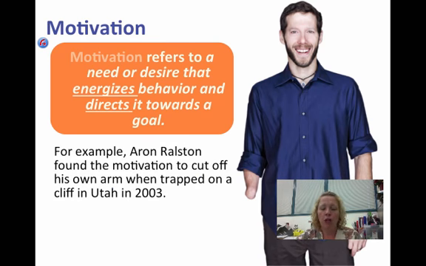So for example, we're going to talk about this more in class, but Aron Ralston found the motivation to cut off his own arm when he was trapped in a canyon in Utah in 2003. So again, he was trapped, he was stuck. This motivation he found energized him, directed him to cut off his own arm, which obviously is not something common that happens, but if need be, it is something that human beings are capable of, even if it's not anything that we can fathom when we're not in that situation.